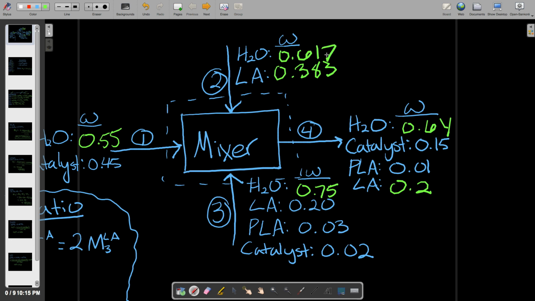Okay, we can say that using the general accounting equation, degree of freedom, and mass balance equations, we were able to solve all the mass flow rates and mass fractions into and out of this system.